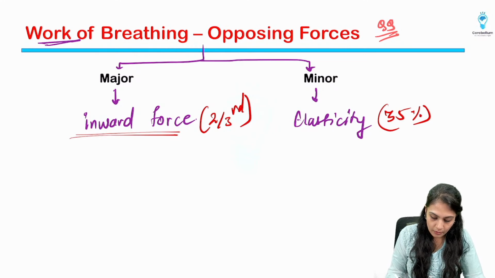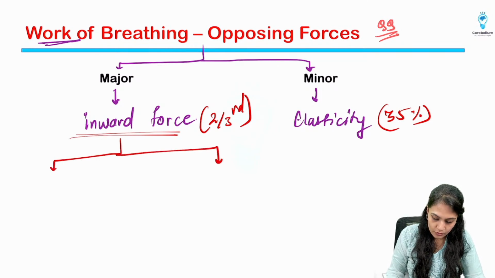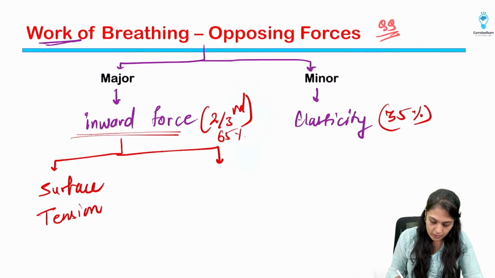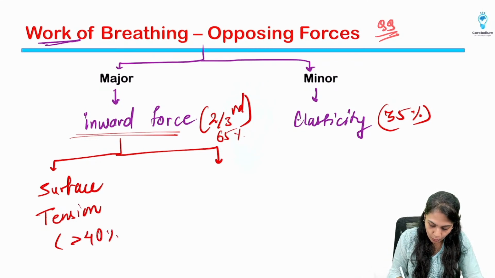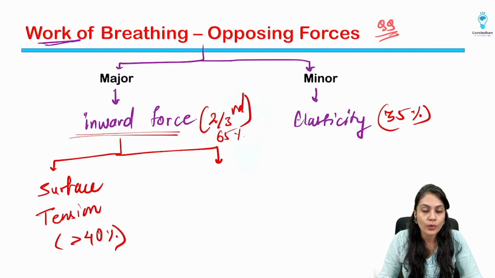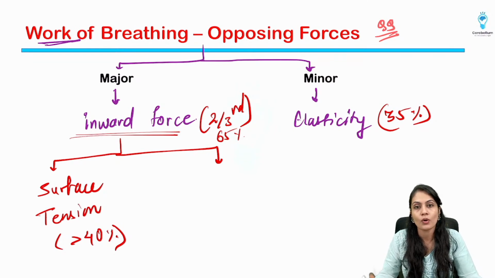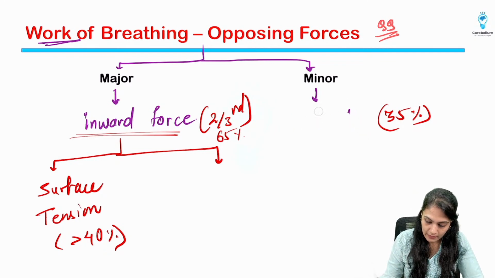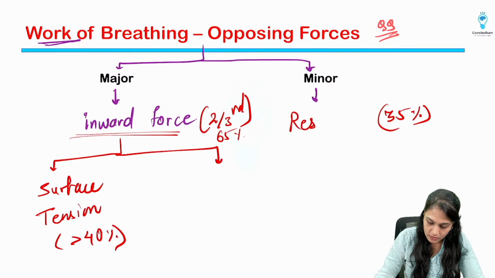Okay, and remember, the maximum of the inward force is because we have to work against the surface tension so as to balance the surface tension. We can write it over here 65% around, right? Please remember, the surface tension alone contributes to more than 40%. Okay, and there is some inward force which is going to be present with the surface tension because of the resistance which is going to be there. Rather than writing elasticity, we can write the elasticity over here, and we can write the resistance over here.